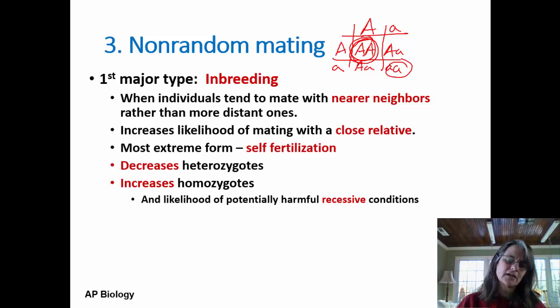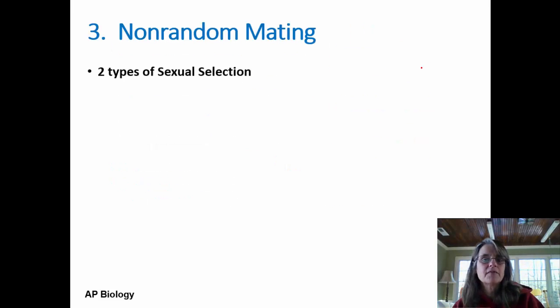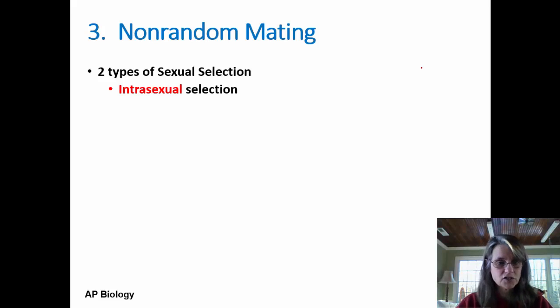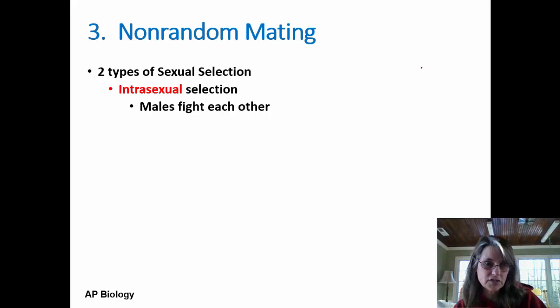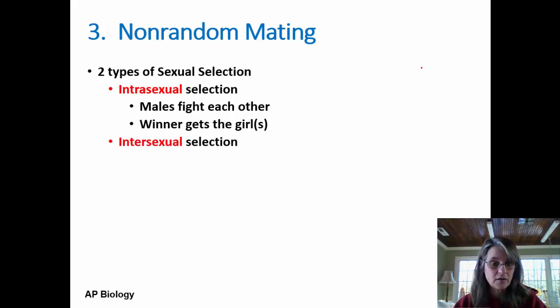And when homozygotes are increased, the likelihood of potentially harmful recessive conditions making themselves obvious in the population also goes up. The other type of non-random mating is sexual selection, and there are two types of this. Intrasexual selection is within one gender, and in this sort of sexual selection, males fight each other, and so the winner of the fight gets the girl.